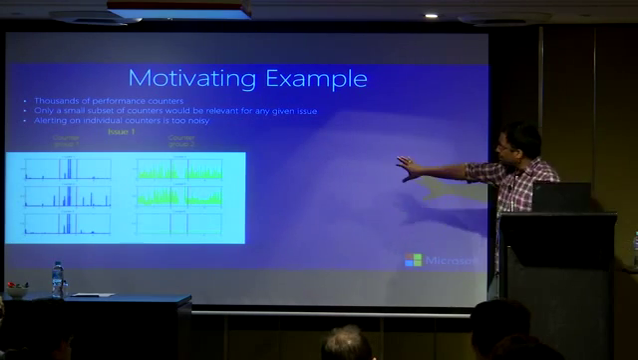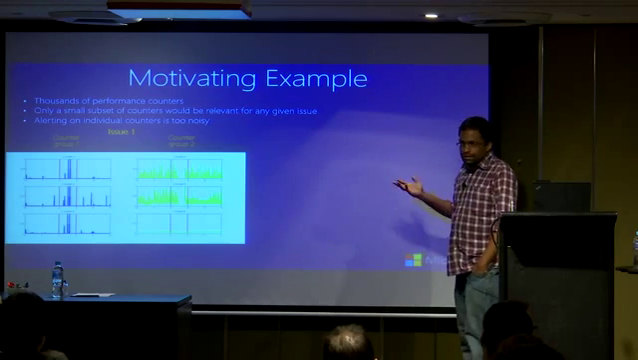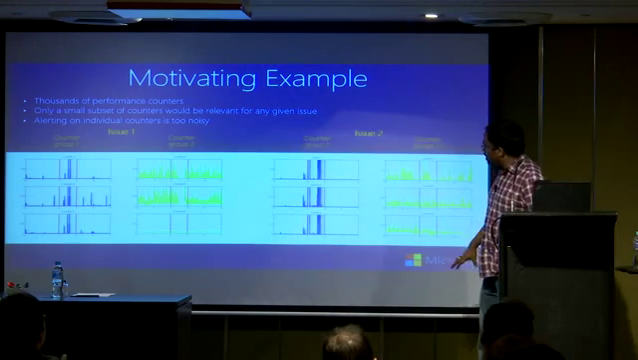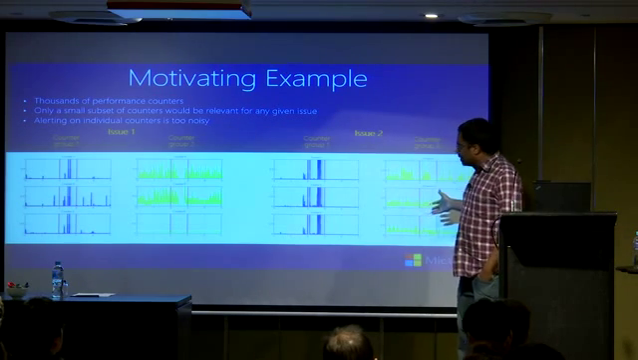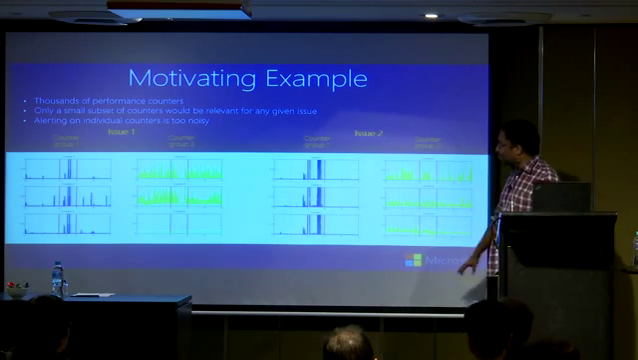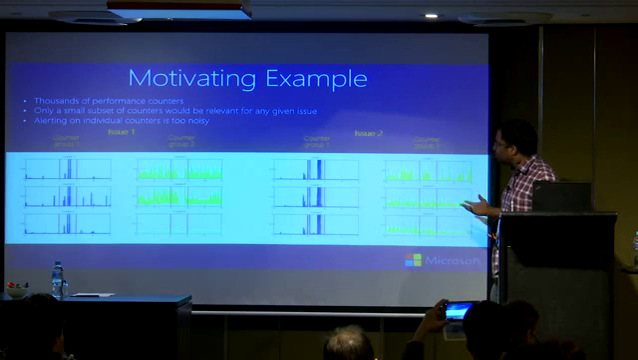Now, this might be the case for a particular issue type, which I call here issue type 1. But there might be other issue types where possibly the same set of counters are involved, but maybe the combination of patterns that you see might be different.